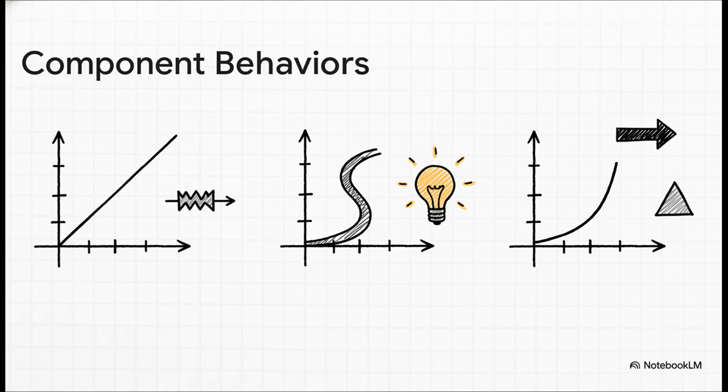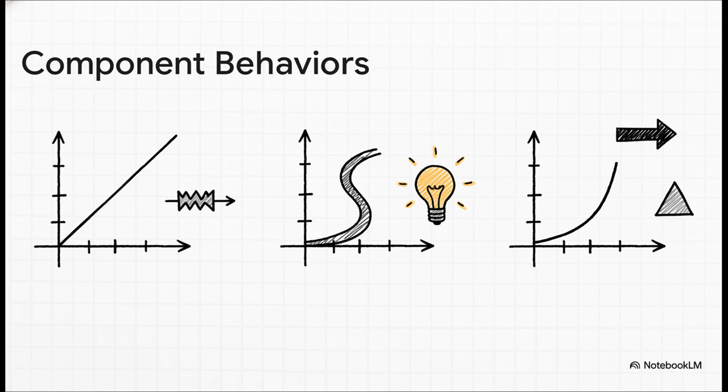It's really important to notice how different components behave when you graph their current against voltage. A standard resistor gives a perfectly straight line. It's ohmic, meaning its resistance stays completely constant. And here's a classic exam board trick to watch out for. True resistors maintain constant resistance even when heated.